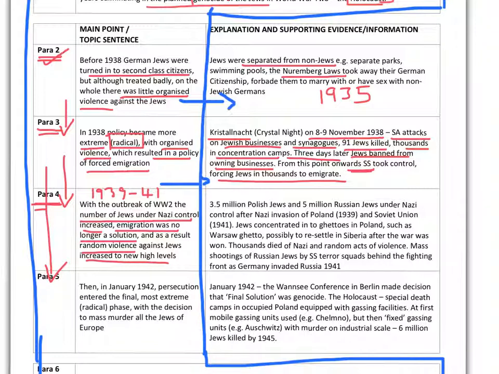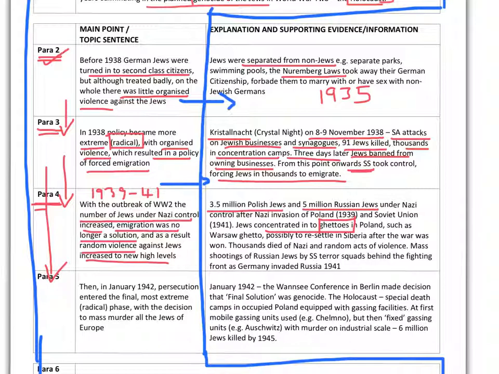Why did the number of Jews increase? Well, because Germany, of course, invaded Poland in 1939 and invaded Russia in 1941. And when they did that, 3.5 million Polish Jews, 5 million Russian Jews were suddenly under Nazi control. So the problem got worse. The Nazis didn't know what to do about the problem, and in an atmosphere of war where violence was normal, the policy became one of concentrating Jews into ghettos, and that's the key point you need to make.